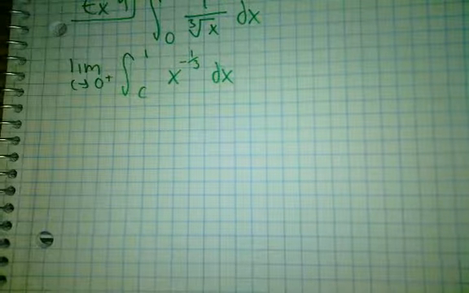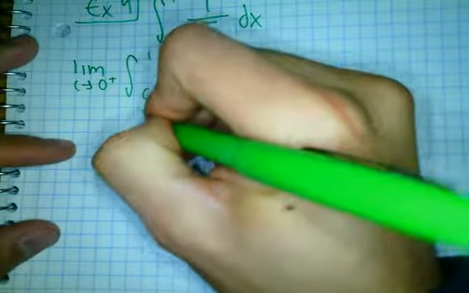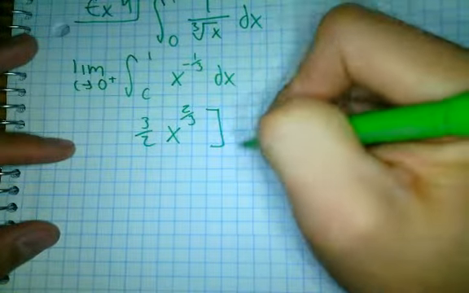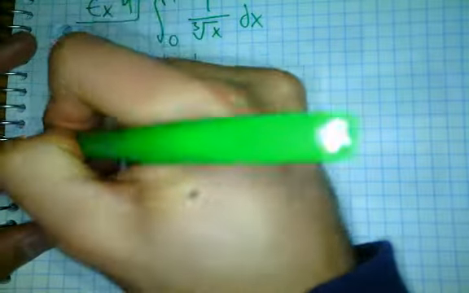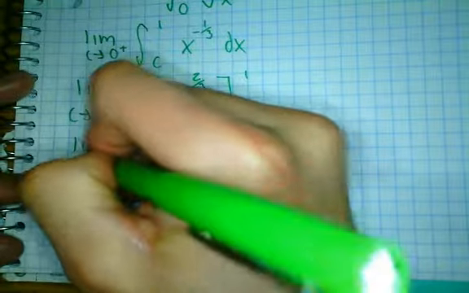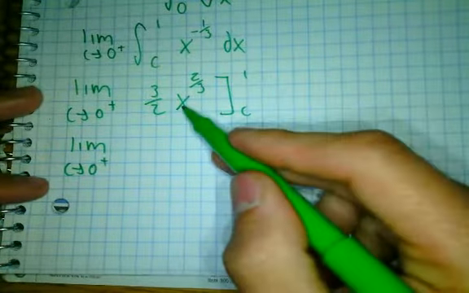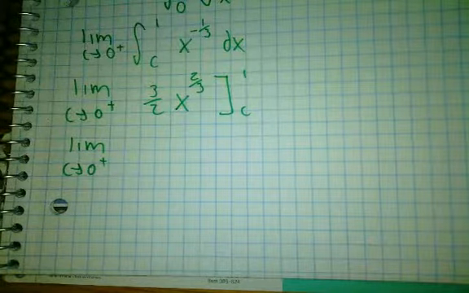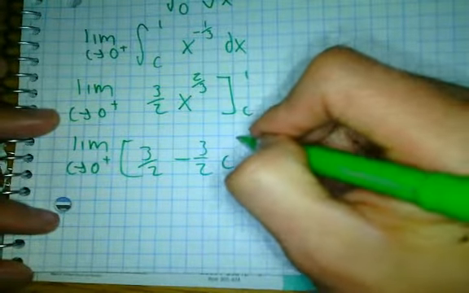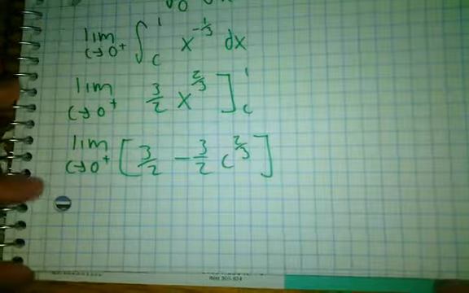Let's integrate this thing. I'm going to add 1, so that becomes x to the 2/3. And dividing by 2/3 gives me a 3/2, right? And I have to evaluate this from C to 1, and take the limit as C approaches 0 from the right-hand side. So if I plug in 1, I get 3/2, minus, if I plug in C, 3/2 C to the 2/3 power.